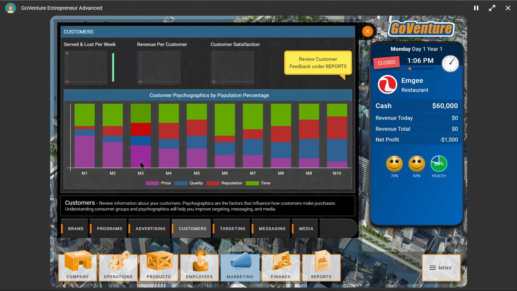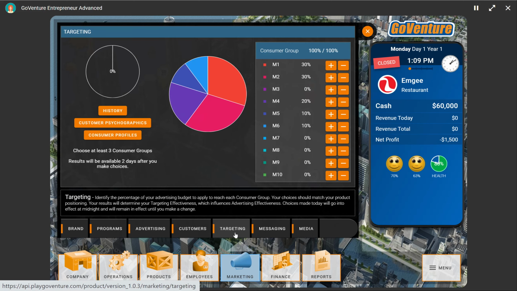And that's what we're doing on the screen, is trying to understand the consumers that are in our neighborhood, in our city, and then identify how we're going to match up with our business. Once we have a good understanding of that, we can then move to targeting. So what targeting does is it requires us to identify which of the 10 consumer groups we're going to target and how much effort we're going to put on targeting those.